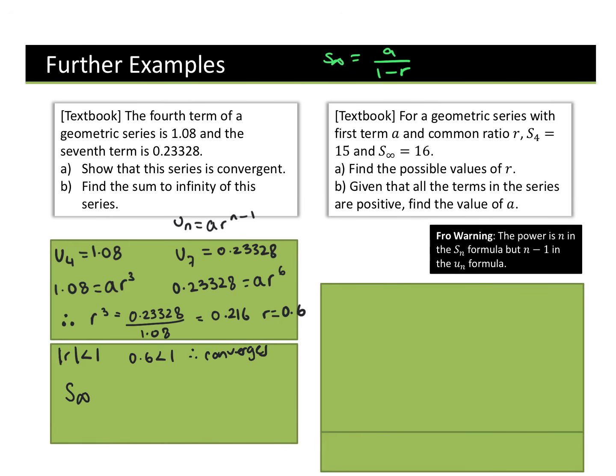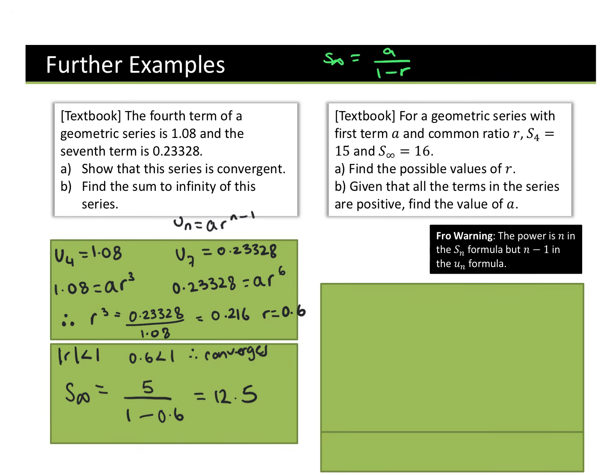The sum to infinity equals a, which we don't know. We've got to figure out a. Okay, over 1 minus r, which we know is 0.6. Okay, how do I find a? Well, here I could rearrange this, do 1.08 divided by r cubed. This is actually going to give us 5. Then the sum to infinity is then going to equal 12.5.